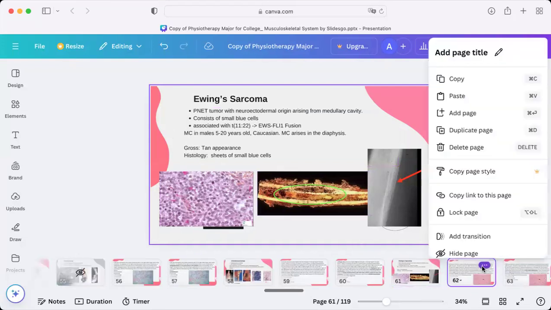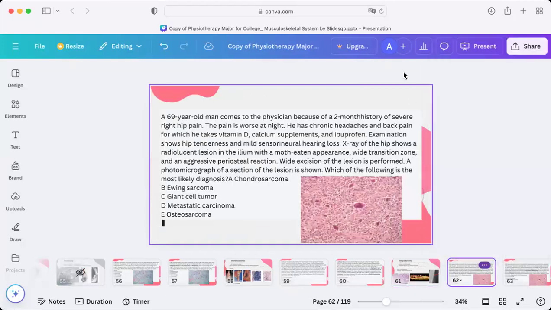Our next question. We have a 69-year-old man that comes to the physician with a 2-month history of severe right hip pain. The pain is worse at night. He has chronic headaches and back pain for which he takes vitamin D, calcium, and ibuprofen. Examination shows hip tenderness and mild sensorineural hearing loss.